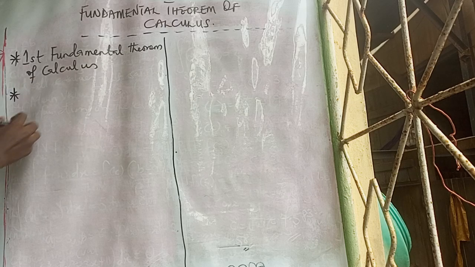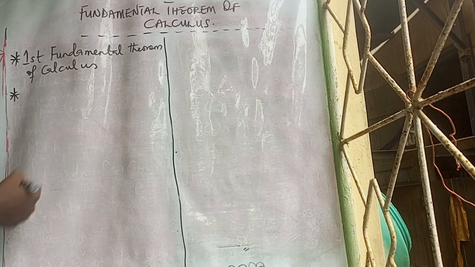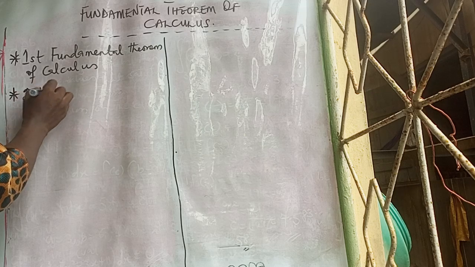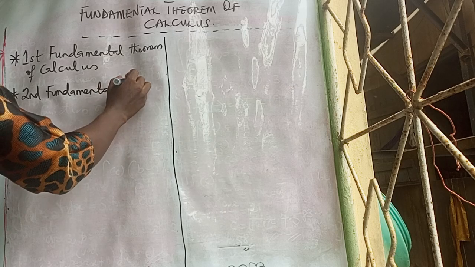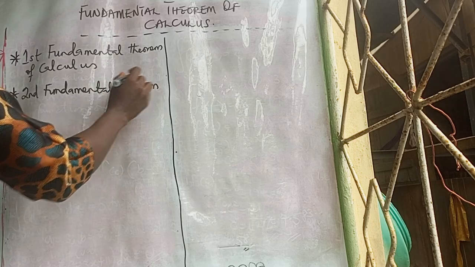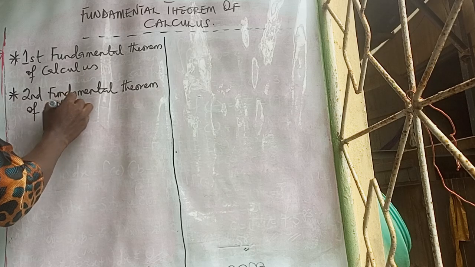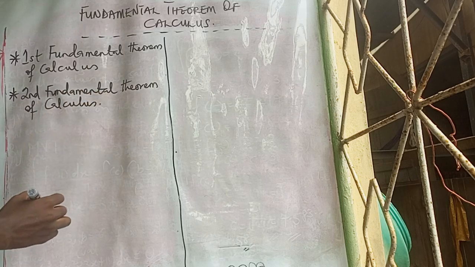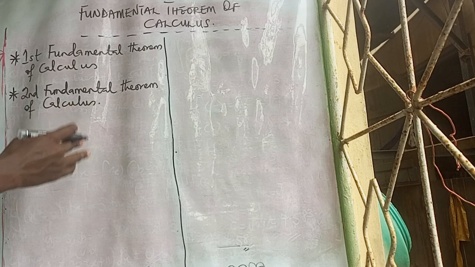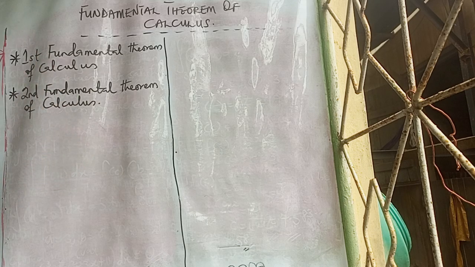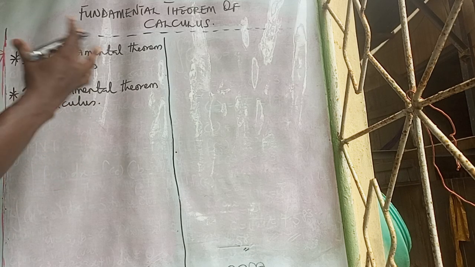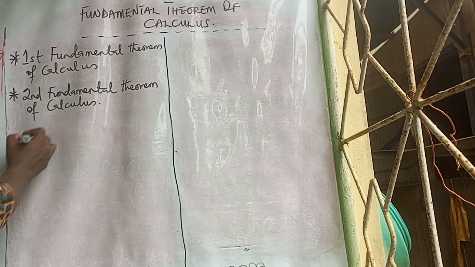and then the second form, or the second version, which is called the second fundamental theorem of calculus. We'll be stating each one of these in different ways so that we can know what the theorem is all about and the different ways in which it can be stated. We begin with the first form.